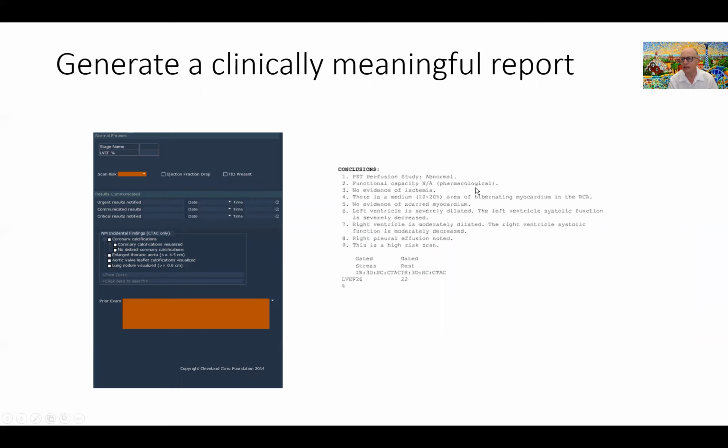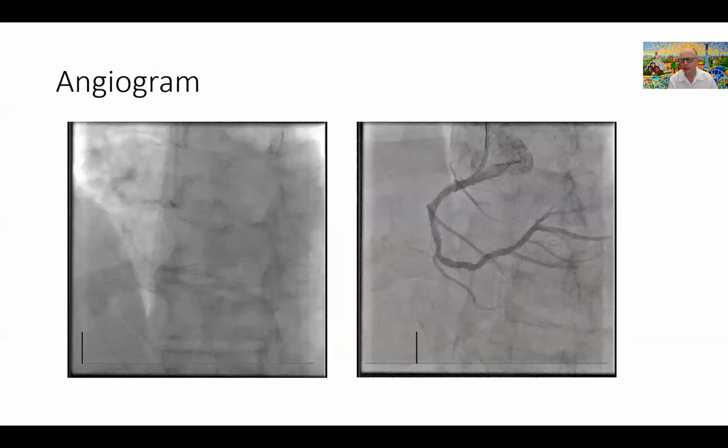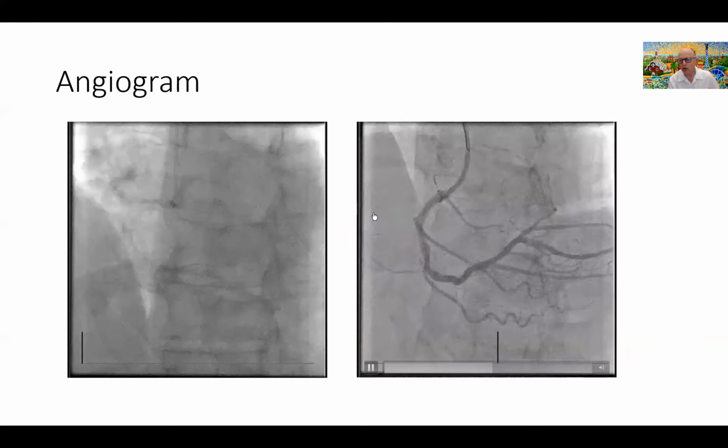We have an abnormal study. There is no evidence of ischemia or scarring. This patient ended up having hibernation in the territory of the RCA. The ventricle was severely dilated with severe LV dysfunction, and the right ventricle had moderate dilatation with moderate dysfunction. Again, a right pleural effusion was noted, and this is a high-risk scan. So this is the report that the referring physician gets. Very comprehensive report. Now we go to the story with this patient.